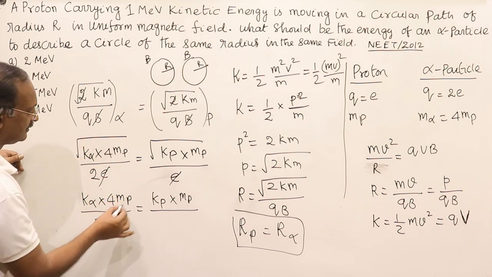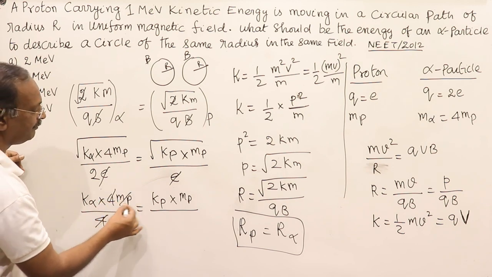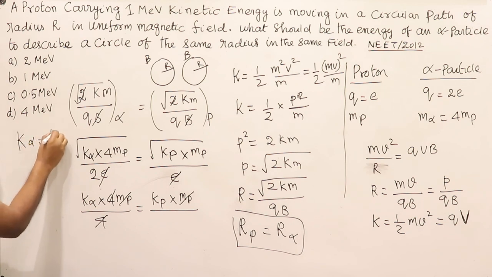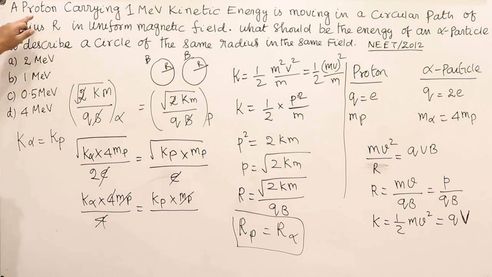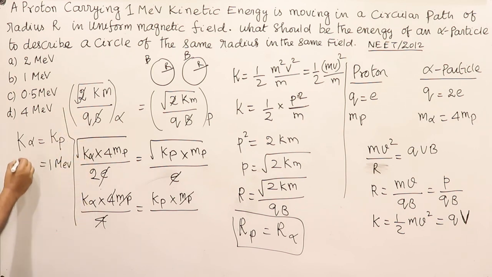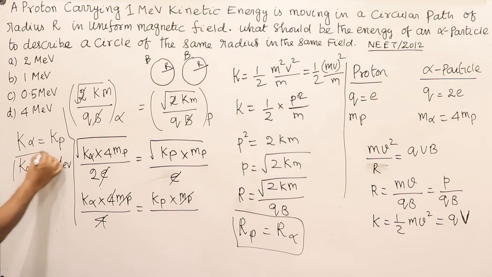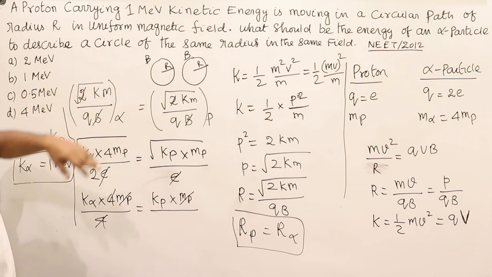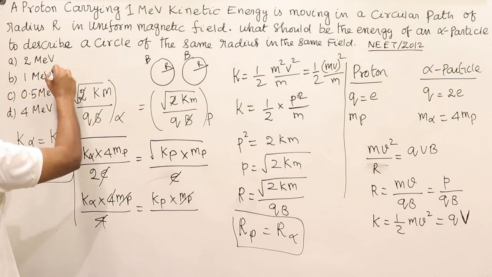Now we can cancel this 4 and this 4, and mp and mp. The result is K of alpha is equal to K of proton, and the kinetic energy of proton is equal to 1 MeV. So the kinetic energy of alpha is equal to 1 mega electron volt. What should be the energy of the alpha particle when it describes a circle of the same radius in the same field? It is equal to 1 MeV. So this is the right answer.